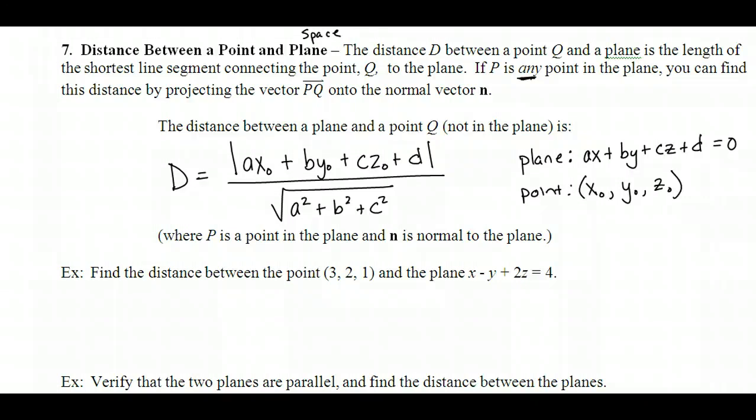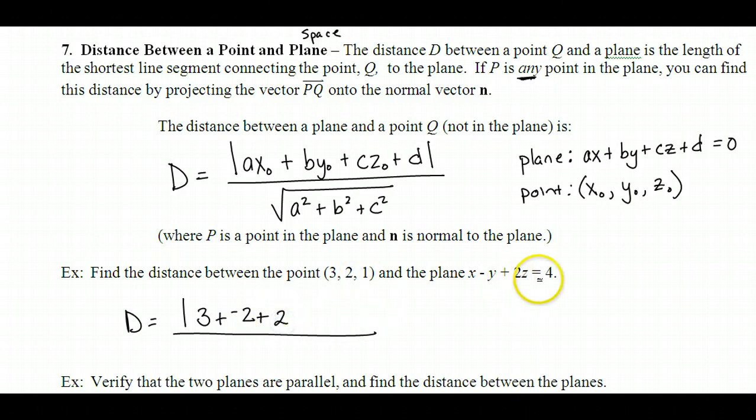So as soon as you find, here's my point, not in the plane, here's my plane, then it's pretty basic, I guess. So for example, we want to find the distance between this point and this plane. Well, that's as simple as it comes. Follow our formula. Our distance is our absolute value. Our plane, here, your A is 1, B is -1, C is 2, D is -4. And we can say, well, it's 3 times 1, so that's 3, plus 2 times -1, that's -2, plus 1 times 2, that's 2. Then it does have to be plus D.